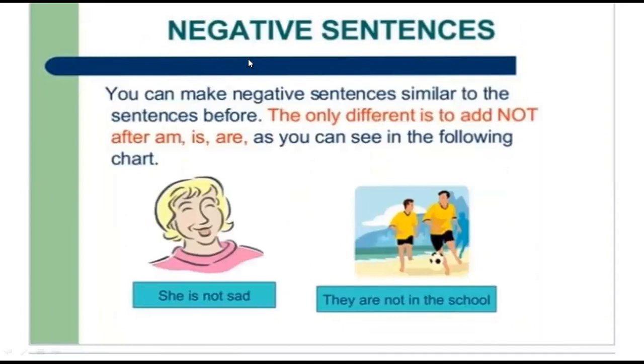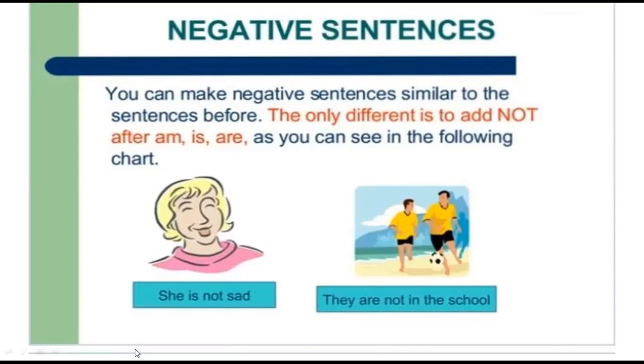Okay, then come negative sentences. Affirmative were positive sentences. Now here come negative sentences. To negate anything, we use not in the sentence. You can make negative sentences similar to the sentences before. As you read about affirmative sentences, you can turn those sentences into negative by adding not after am, is, are. After am, is, are, we use not and change the sentences into negative.